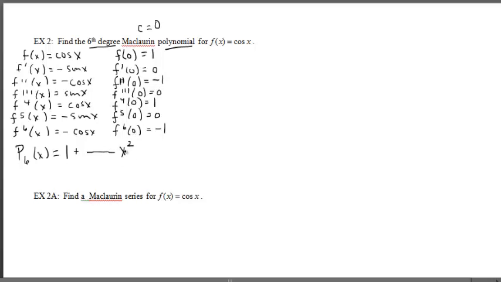Because the center is 0, I'm just going to go straight to x squared times the 2nd derivative evaluated at 0, over 2 factorial. I'm not going to have a 3rd degree term, nor a 5th degree term, but I will have a 4th and a 6th. For the 4th degree term, x to the 4th, 4 factorial, the 4th derivative will be placed in here.